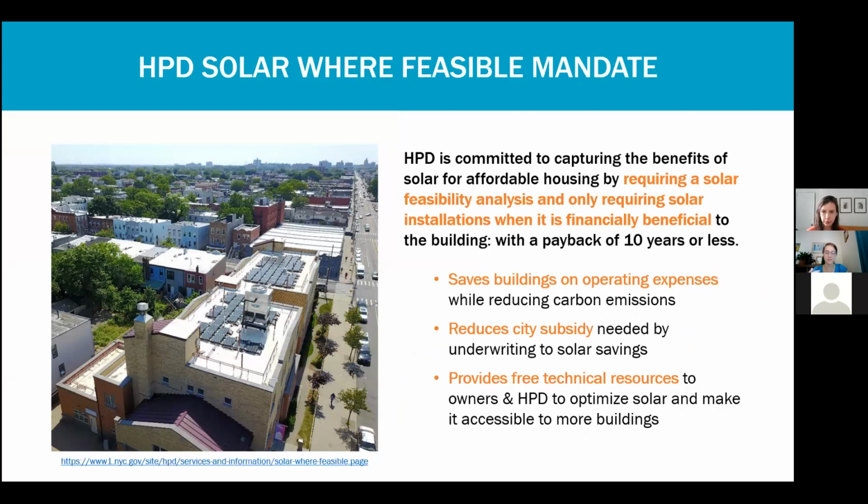So it saves buildings on operating expenses down the line. It reduces the city subsidy. And the work that we do at Solar One with HPD provides free technical resources to be able to find out where the systems are financially beneficial and where they're not.